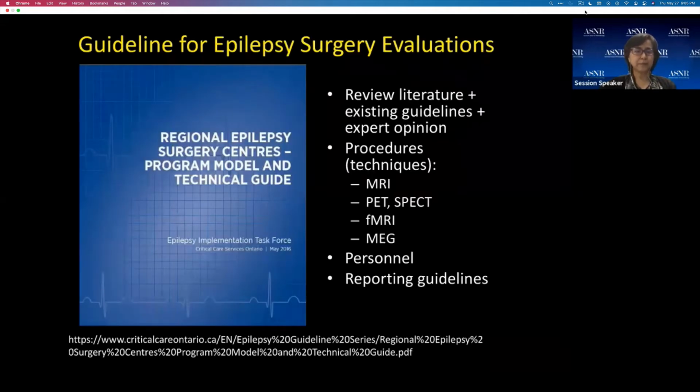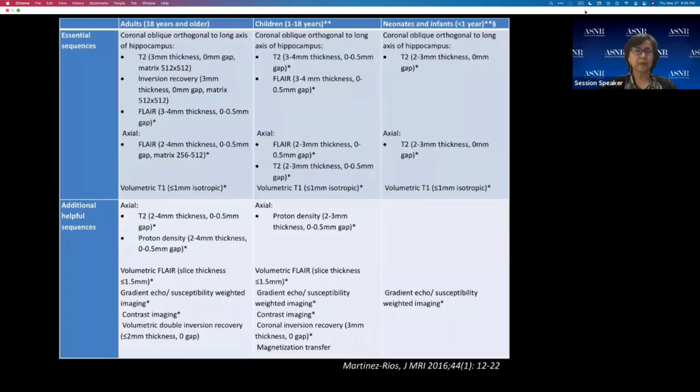We have previously developed a guideline on epilepsy surgery evaluation. The guideline was developed based on review of the literature, review of existing guidelines, and also based on expert opinion. We've included a variety of procedures such as MRI, PET-SPECT, fMRI, and MEG, and also we included reporting guidelines. For the MRI component of the guideline, we've divided this into 3 different age categories: those for adults, for children, and for neonates and infants.